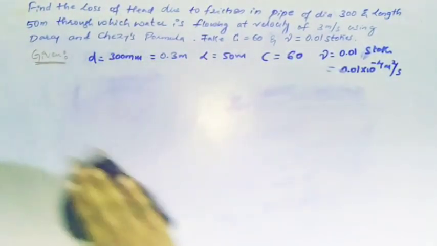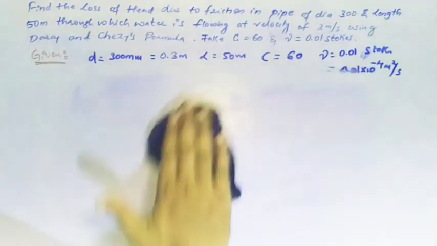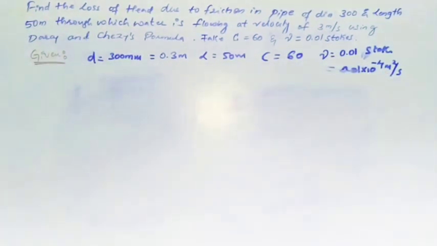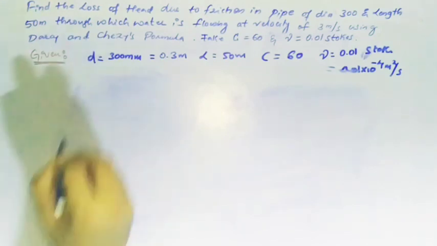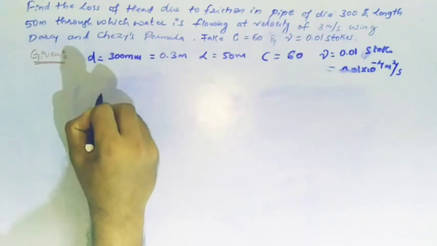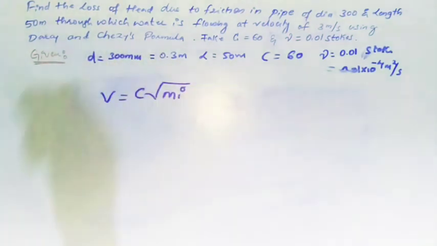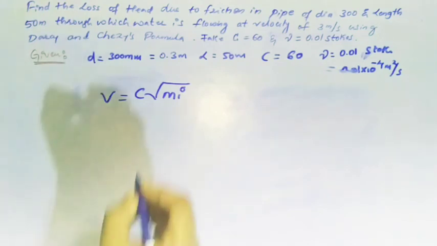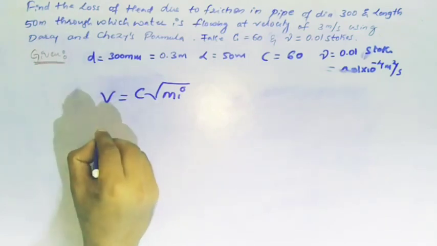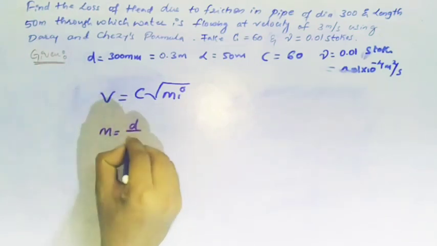Okay, now let us solve the same numerical by using the Chezy equation. We have the Chezy formula, that is V equals C root of m into I, where C is the Chezy constant, V is the velocity, and m is nothing but d by 4, which is already known.